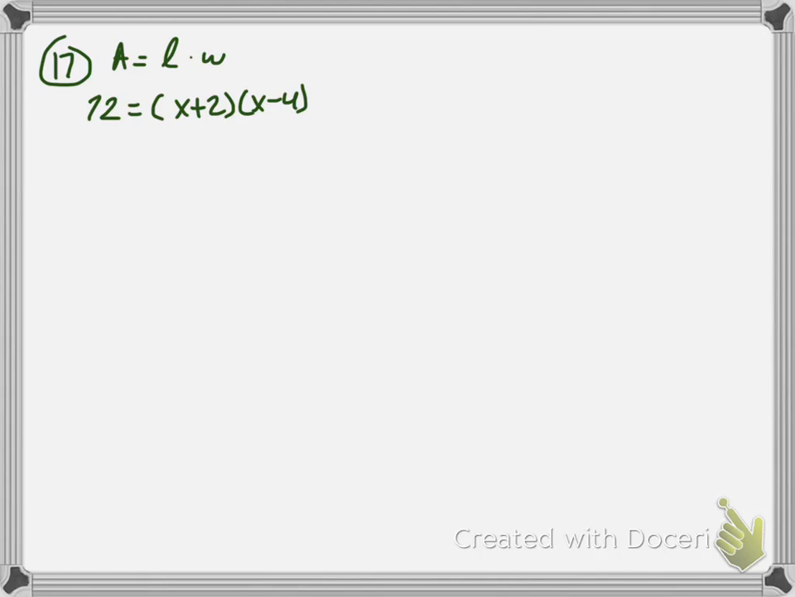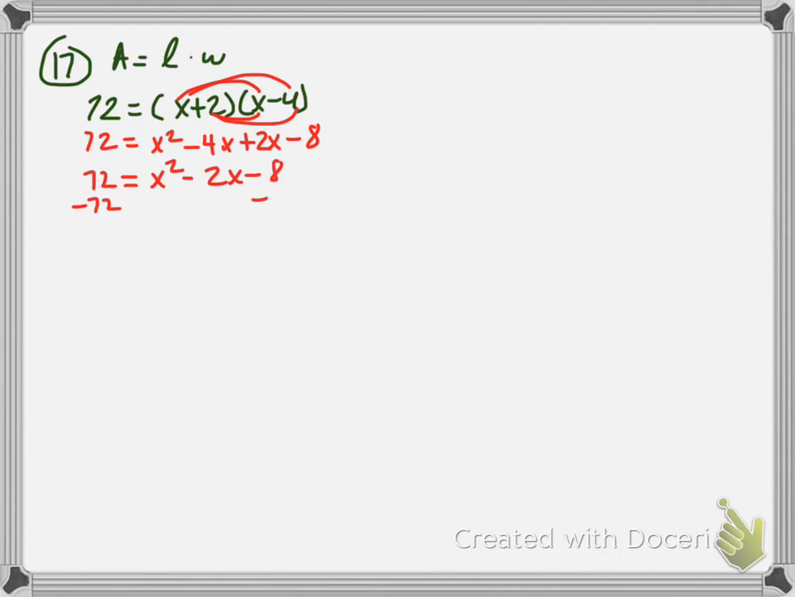Now for 17, first thing we had to do was distribute, FOIL. x times x, x squared, x times the negative 4, 2 times x, and 2 times the negative 4, negative 8. We combine those two middle terms. What does it give us? Negative 2x minus 8. What do we do with that 72? Minus it. Move it to the other side because we need everything on one side. So x squared minus 2x minus 80.